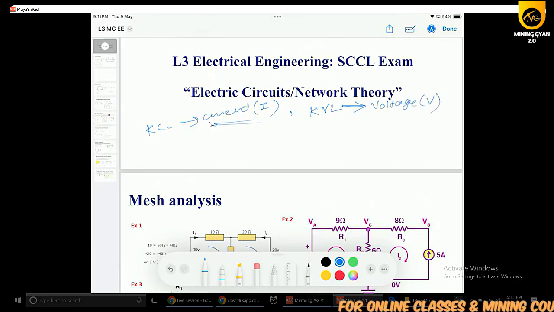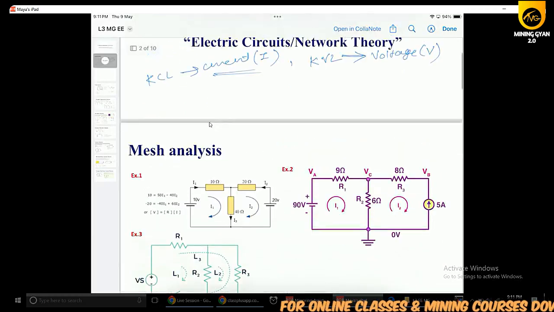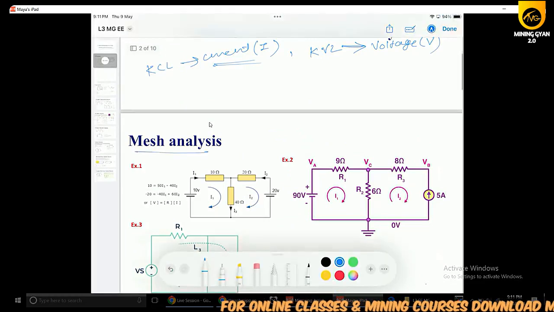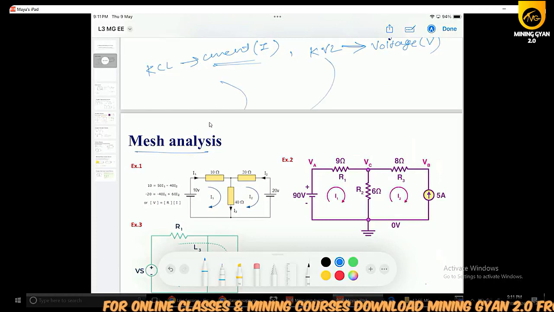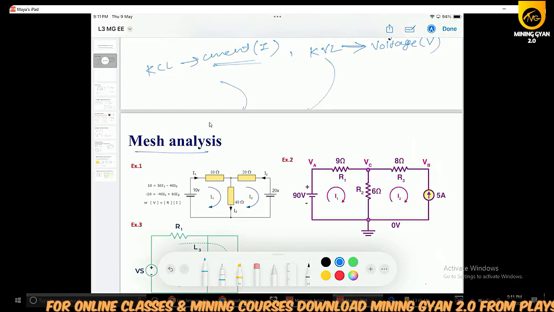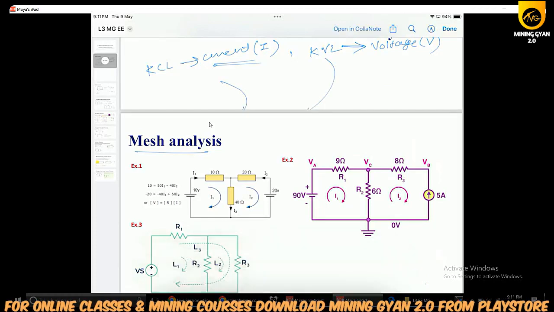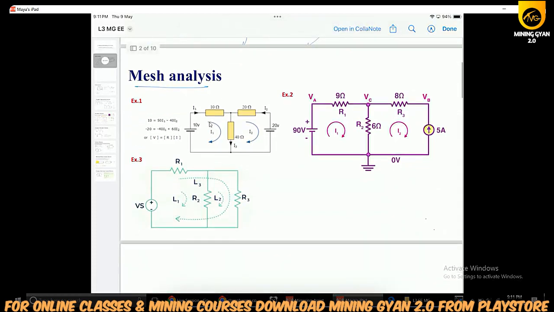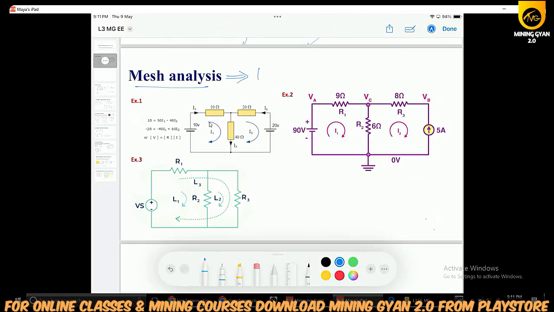After that, we will see mesh analysis and nodal analysis. These two laws are applicable to these analyses and the theorems. First we will see mesh analysis. What is mesh analysis? In mesh analysis, we follow the KVL law, Kirchhoff's voltage law, for the voltage calculation, because it is easy to apply KVL in a given mesh or loop.